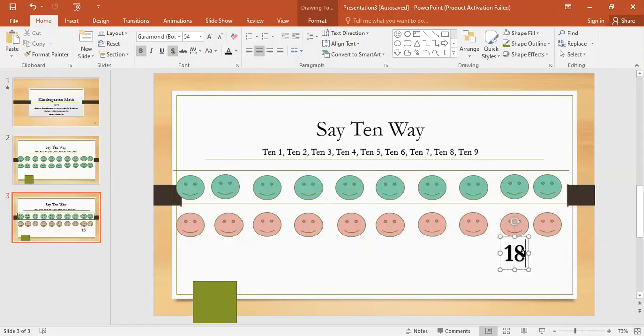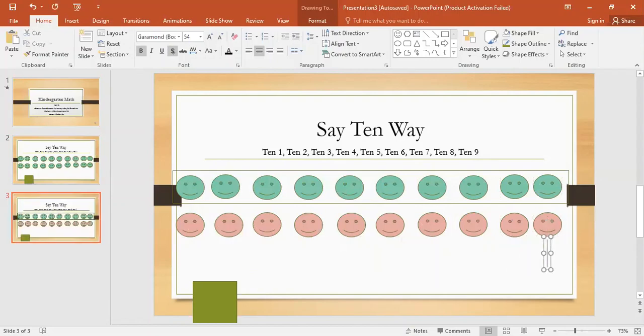Great job. Okay, I'm at 10, 9. What teen number do you think that one is? 19, because I have 10 and 9 ones. That's how I broke up 19. 10 and 9 ones.